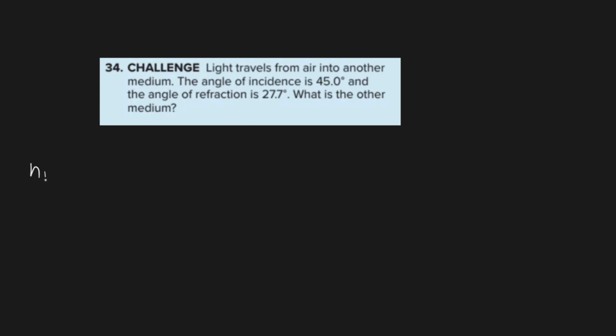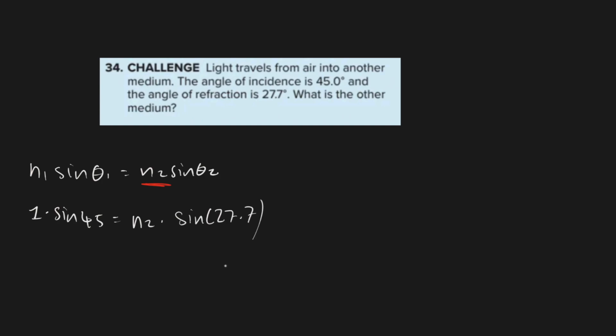So let me remind you that n1 sine theta 1 is equal to n2 sine theta 2. This is the equation that we have. And we just want to find one thing, which is n2. So what is n2? Let's find it. So n1 is air, so it's approximately 1 times sine of the angle 45. It's equal to n2, the thing that we don't know, times sine 27. And n2 is going to be equal to, let's find it.